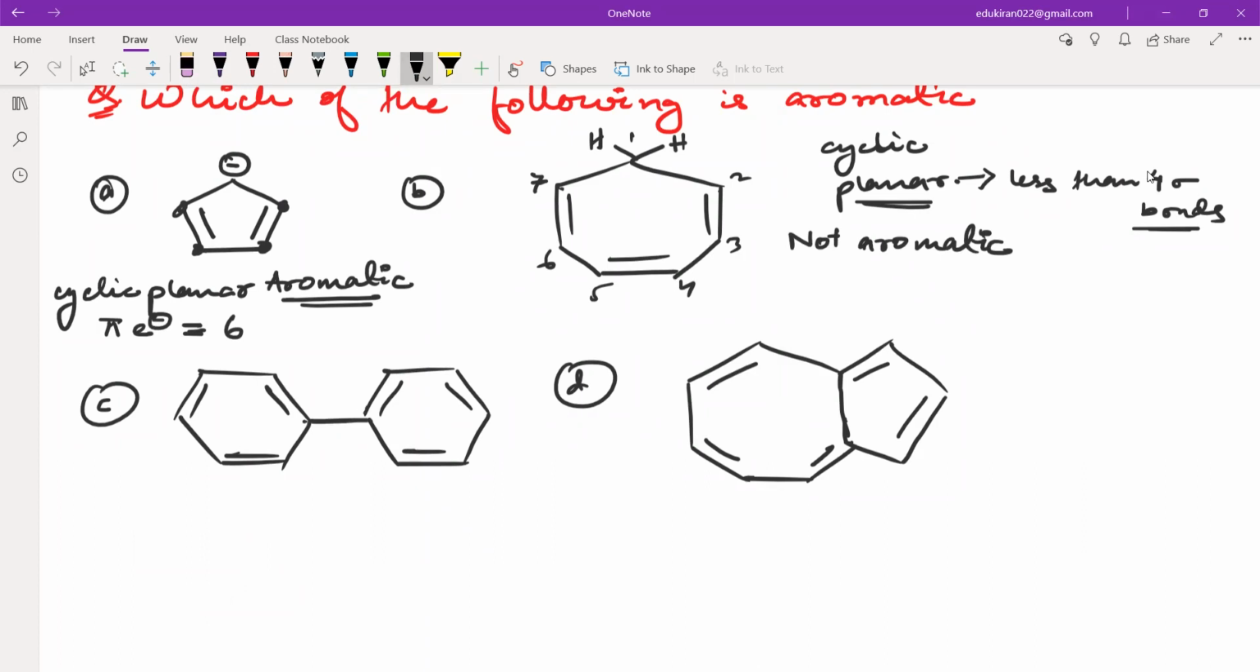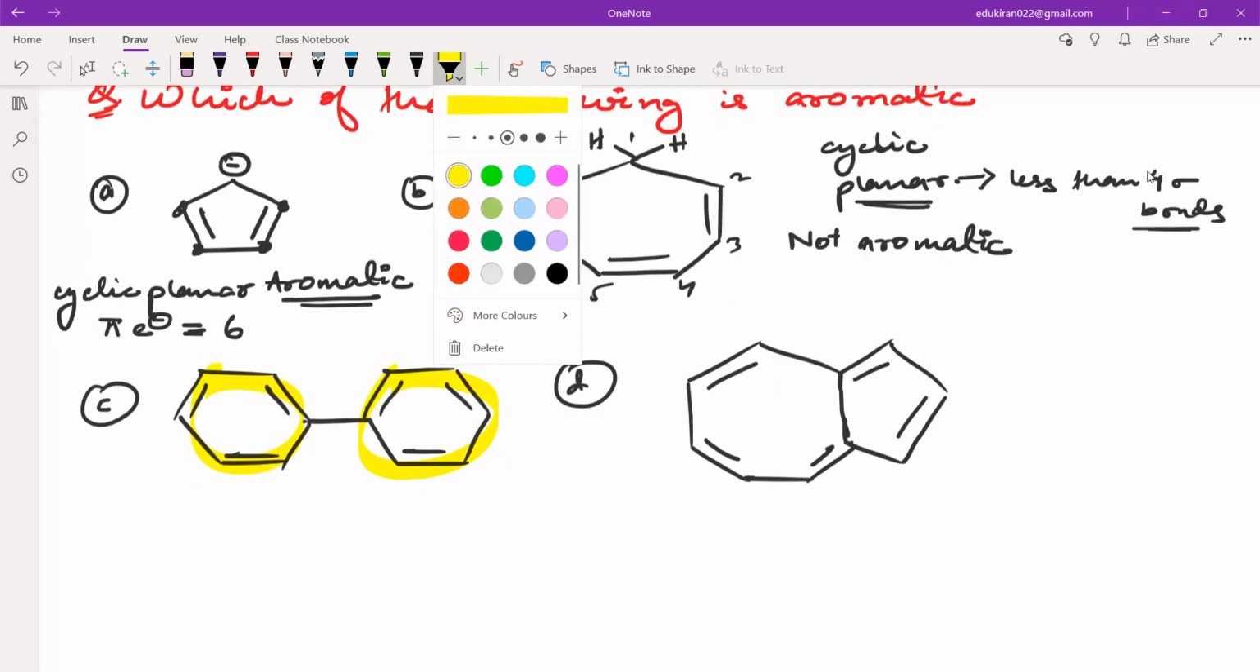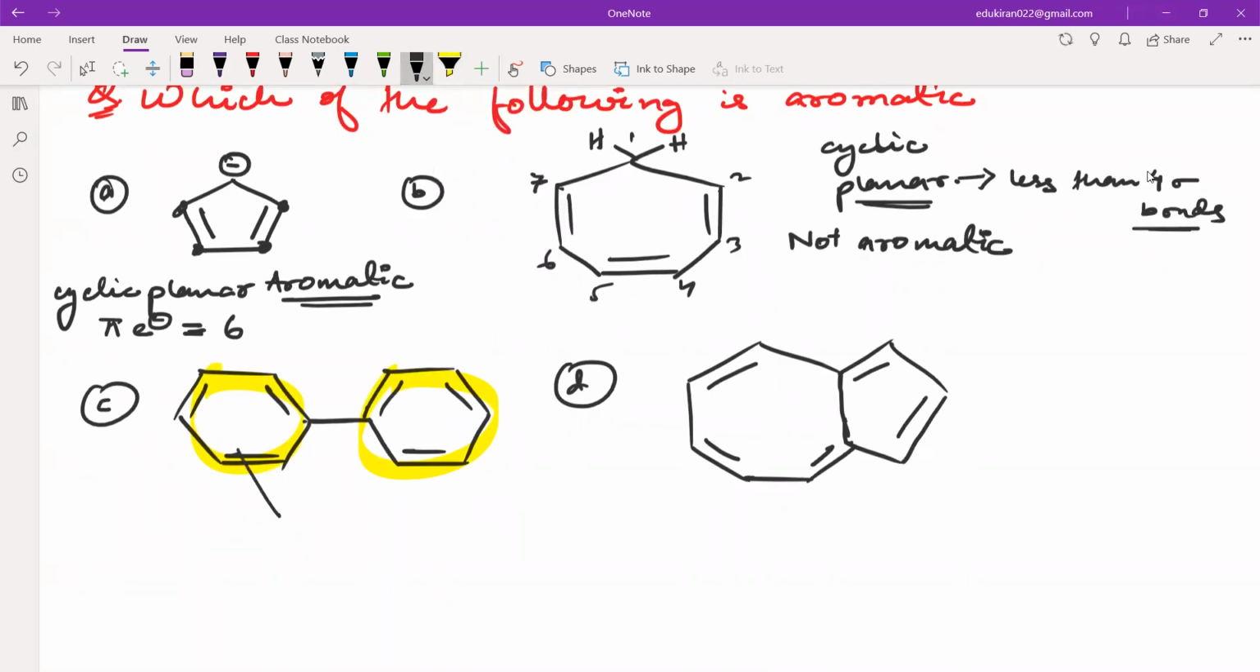Now, whenever you get a ring, this is not a fused ring. These are 2 separate rings. So you will have to look at these separate rings. We know that this is benzene. This is also a benzene. So both of these rings are what? Aromatic. There is no question about that. If both of these rings are aromatic, the compound is also aromatic.